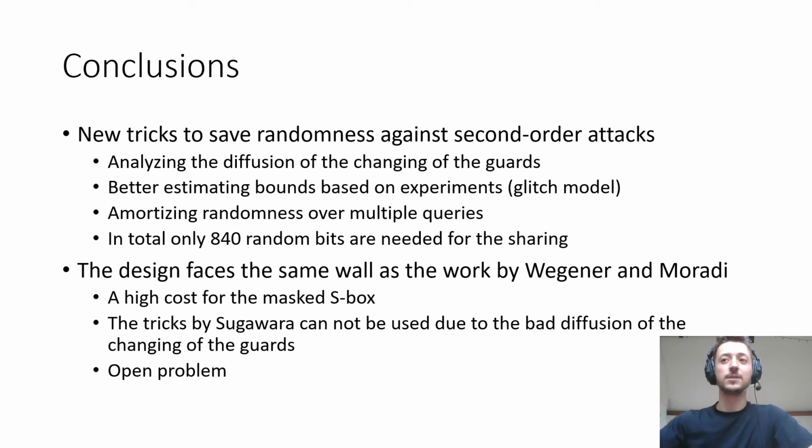However, the area cost of the sharing is really high, and we actually estimated our S-box to be over 40,000 gates big. And this is the same wall that was faced by Wegner and Moradi, and this was the wall that was solved by the work from Sugawara, where the AES S-box was divided over several quadratic functions. However, this trick was not usable because applying the changing of the guards multiple times over one round of the AES would only dilute the diffusion even more. And already we had quite bad diffusion.